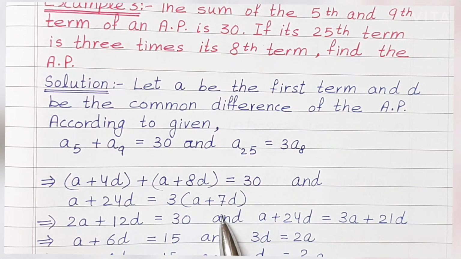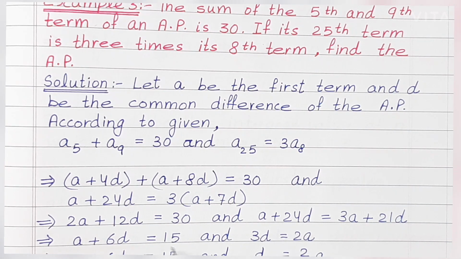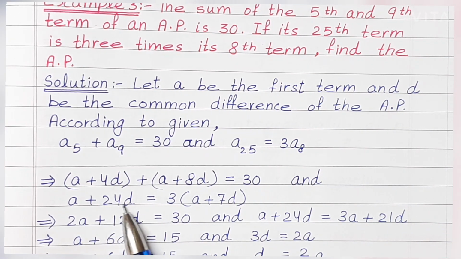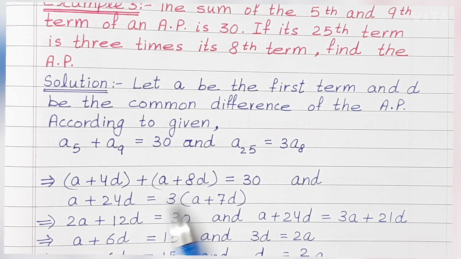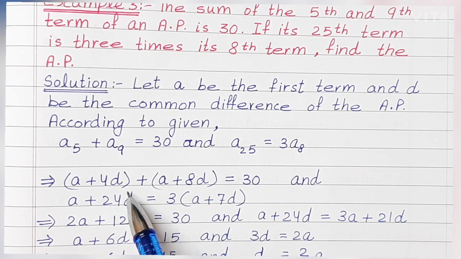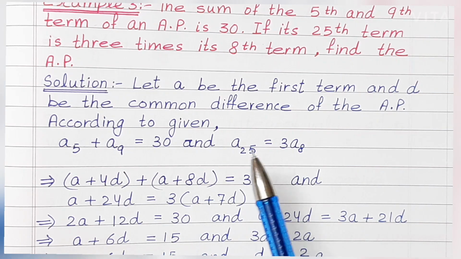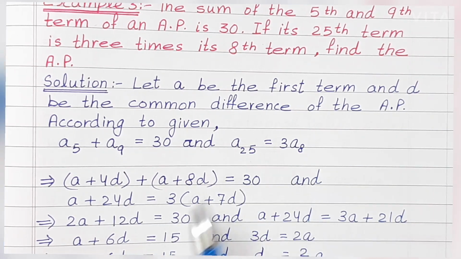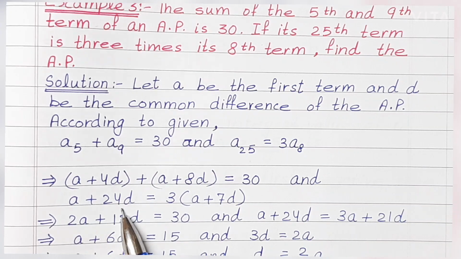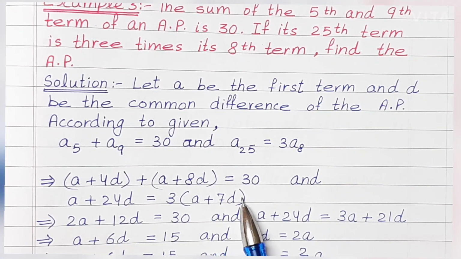Now after solving this, we will get the equation as A plus 24D. Now this is the second equation. Clear? Your first equation is A plus 4D plus A plus 8D equal to 30. And second equation from here is A plus 24D is equal to 3 times (A plus 7D). Now let us solve these two.